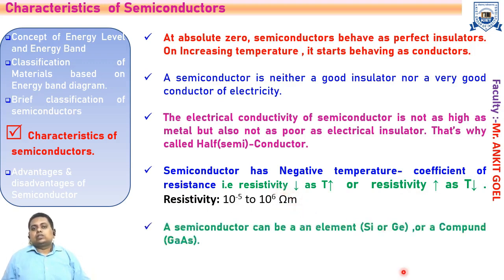Also, a semiconductor can be an element, it may be silicon, it may be germanium, or it may be a compound like gallium arsenide, right?